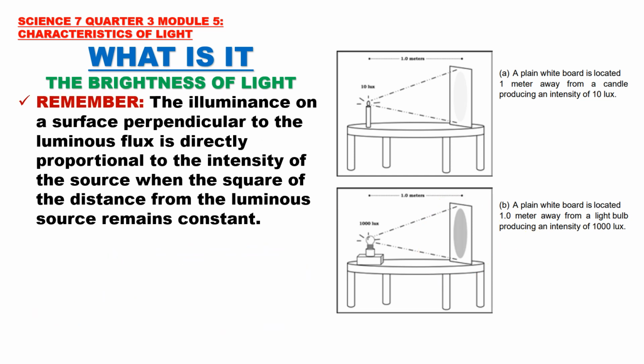So remember, the illuminance on a surface perpendicular to the luminous flux is directly proportional to the intensity of the source when the square of the distance from the luminous source remains constant. So ano ibig sabihin nito? Kapag ang intensity ng ating light source ay mataas, mataas din po ang ating illuminance. So, yun ang ibig sabihin ng salitang directly proportional.